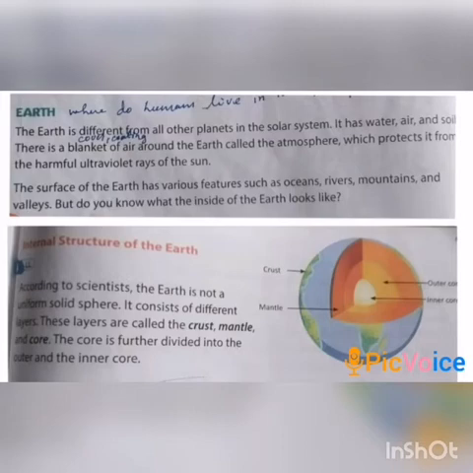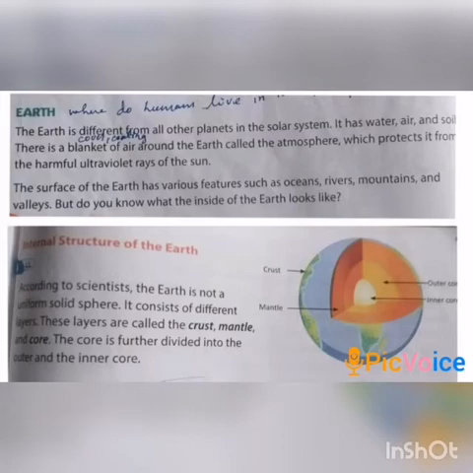There is a blanket of air around the Earth called the atmosphere. Blanket means it covers. The covering of air around the Earth is called the atmosphere, which protects it from the harmful ultraviolet rays of the sun. The Earth's atmosphere constitutes 78% nitrogen, 21% oxygen, with traces of other gases like argon, carbon dioxide and water.